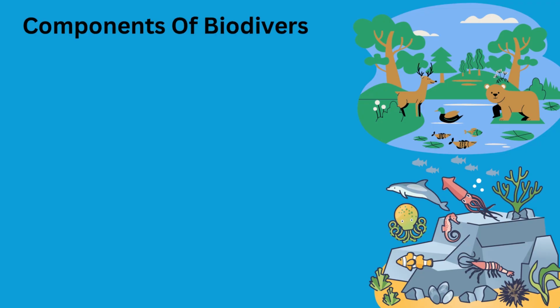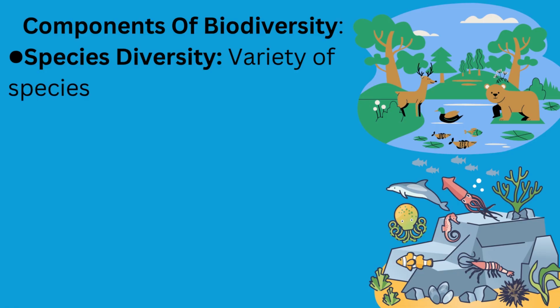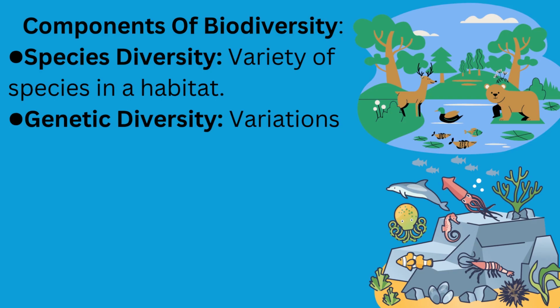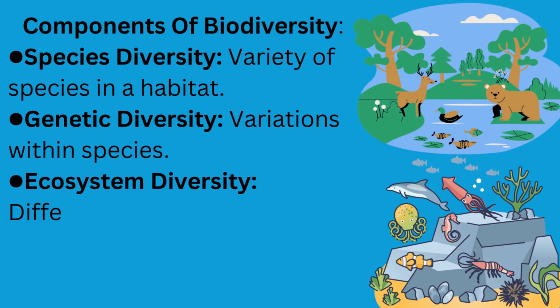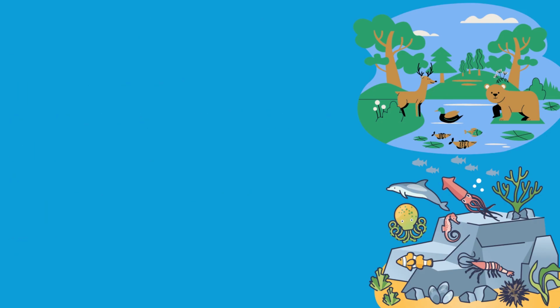Components of biodiversity are species diversity, that is, variety of species in a habitat; genetic diversity, that is, variation within species; and ecosystem diversity, which is different ecosystems in a region.